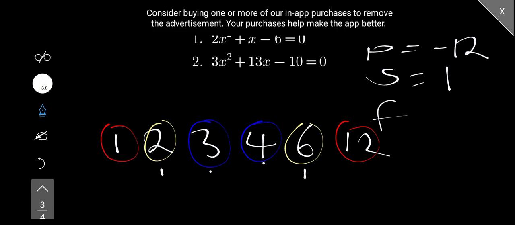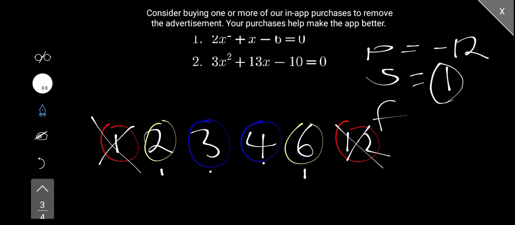Now, we should also consider adding them to get 1, which is our sum. Quite alright, when we multiply these pairs, red times red, which is 1 times 12, is 12. But 12 plus 1 cannot give us 1. Neither can it give us 1 when we make 1 negative or 12 negative. We still get 11 or negative 11. So 1 and 12 fails.